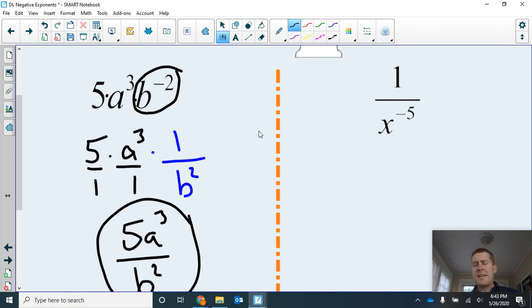Next one, 1 over x to the negative fifth. I think I just accidentally used this as an example, but it's negative in the denominator, so I'm going to write it as just x to the fifth. Okay? If you need to, guys, pause this video right now and make sure you have these examples in your notebook. Okay, if you're good, let's go on to the next page.